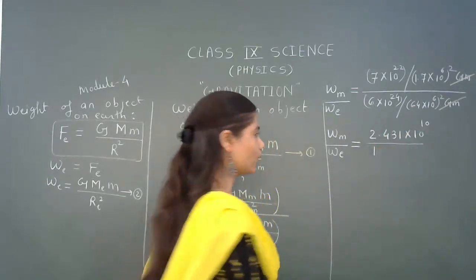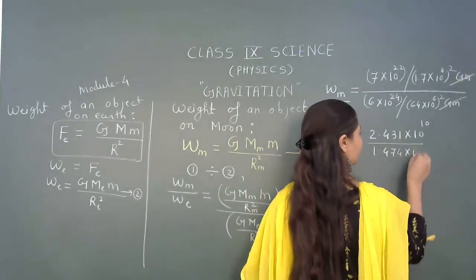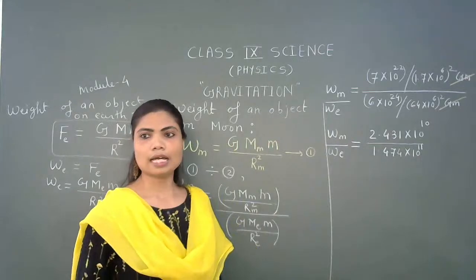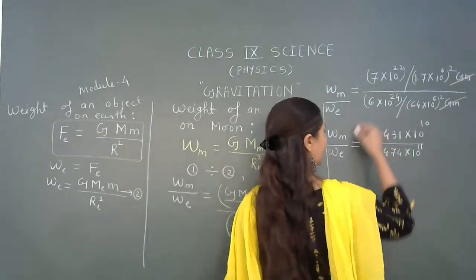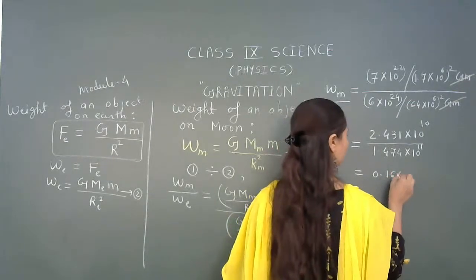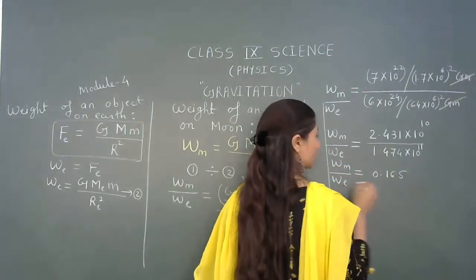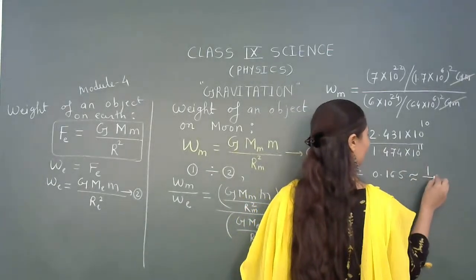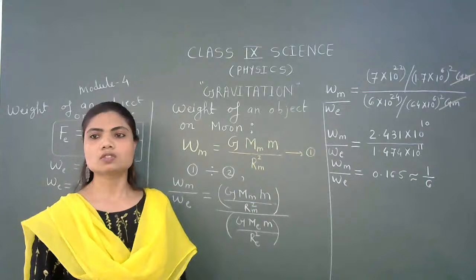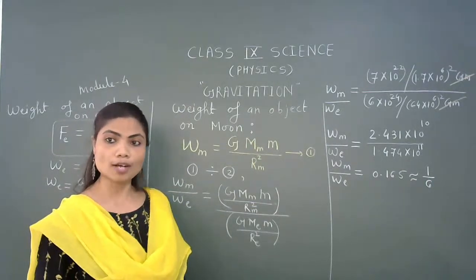So we will get the value as 1.474, but this time it is 10 to the power 11. Okay, and now the ratio is equivalent to the value 0.165, weight of moon upon weight of earth, which is nearly equivalent to 1/6. Okay, you have to solve it by yourself.